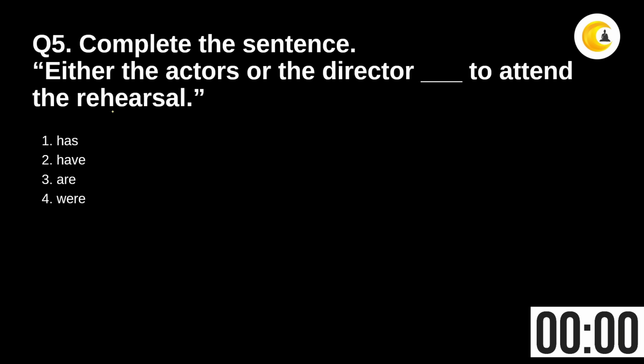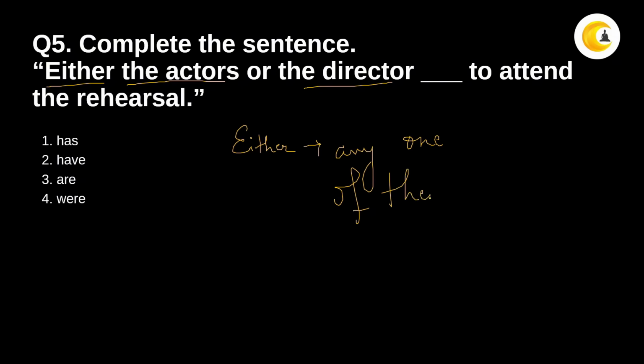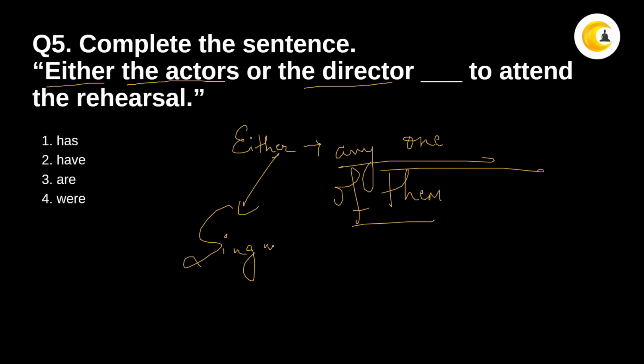Okay. So it says, "Either the actors or the director dash to attend the rehearsal." Either means any one of them. Either simply means any one of them has to attend. Any one. So again, what does this imply? It is a singular form, right? Since it is in singular form, what will it be?